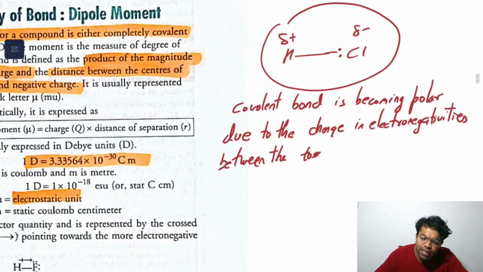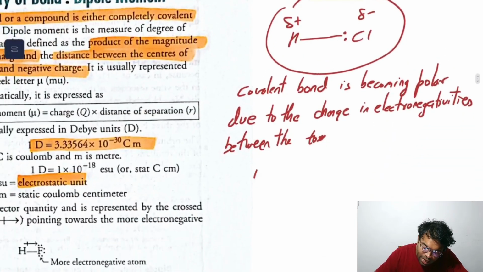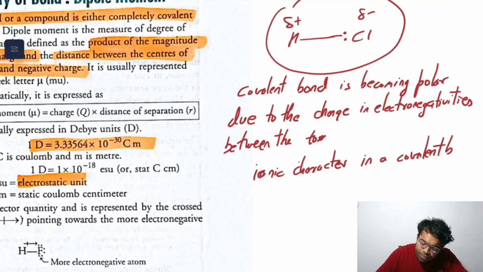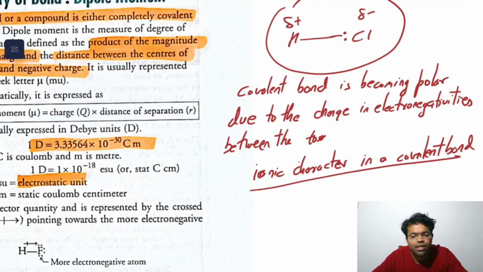So, this polarity is actually creating an ionic character in a covalent bond. So, you are inducing an ionic character inside a covalent bond. Understood this? You are inducing an ionic character inside that of a covalent bond. Am I making myself clear, Drupad?